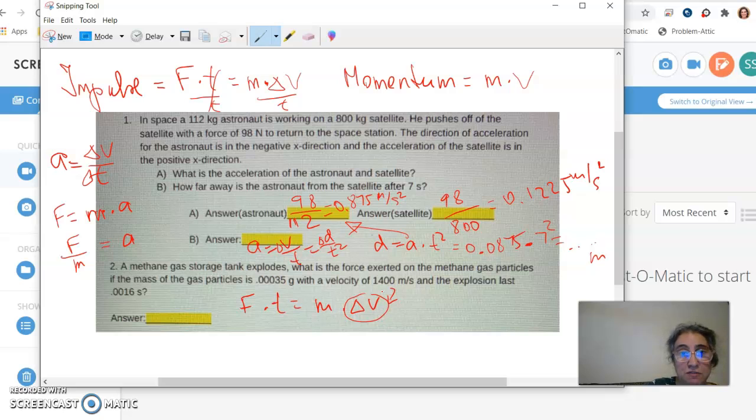Then the mass of the particle is known. That will be replacing the m. The time of the explosion is given, 0.0016 seconds. That will replace the time. So the only variable that you need to find is the force F.